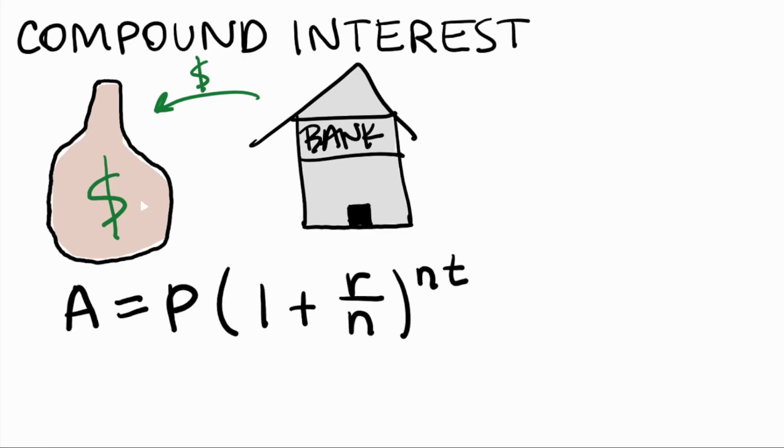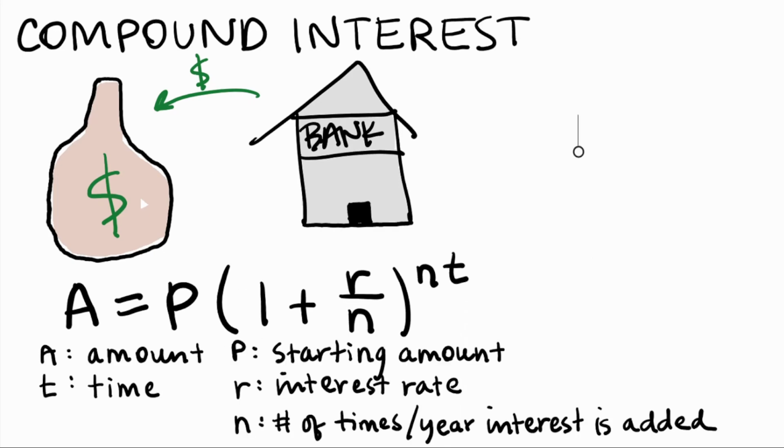Now, the formula for this situation is going to be A equals P times (1 plus R over N) to the NT power, where, like last time, A and T are the variables and P is the starting amount, but this time, we'll be having to contend with the interest rate that the bank is paying, and that'll be R, and N, which is the number of times per year interest is added. And I think that it would make the most sense to look at this formula with a specific example.